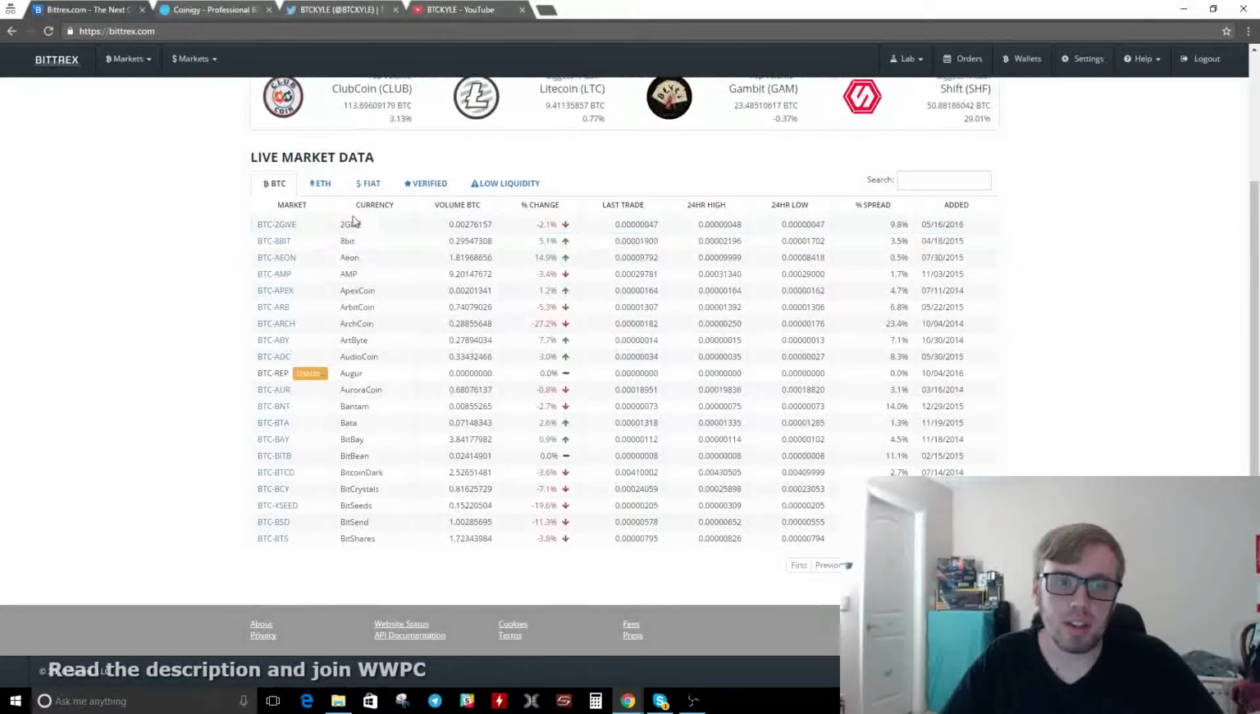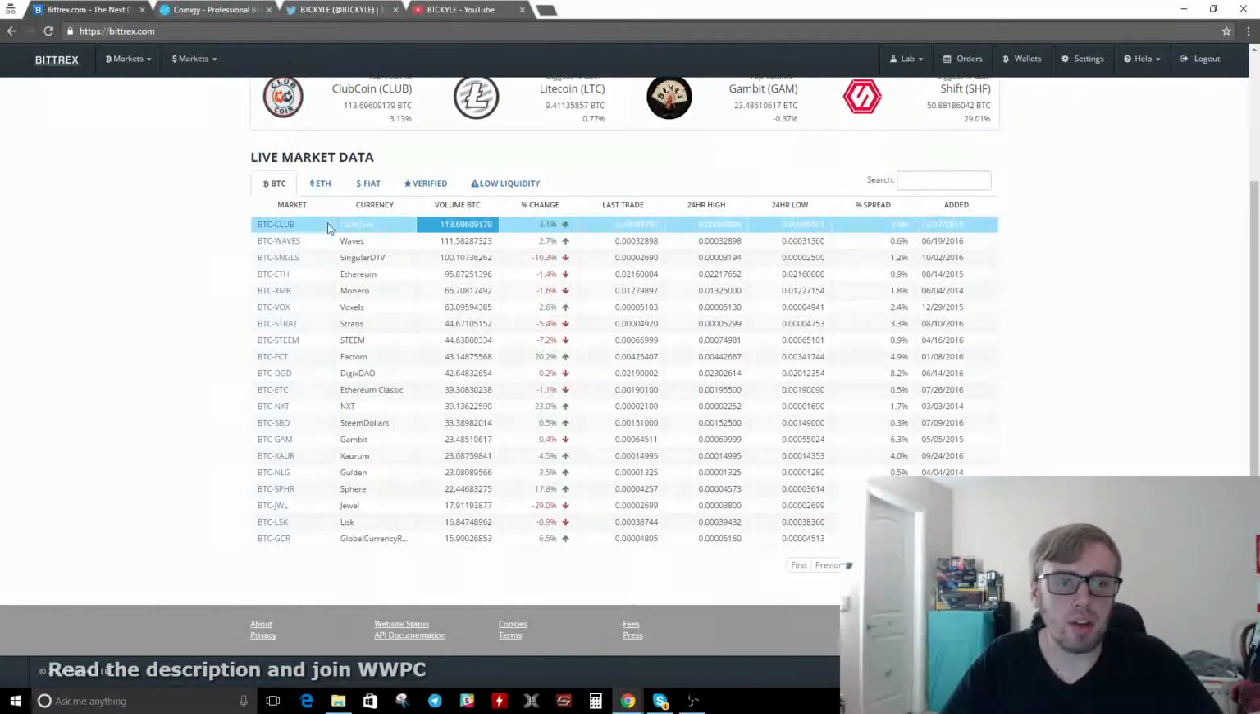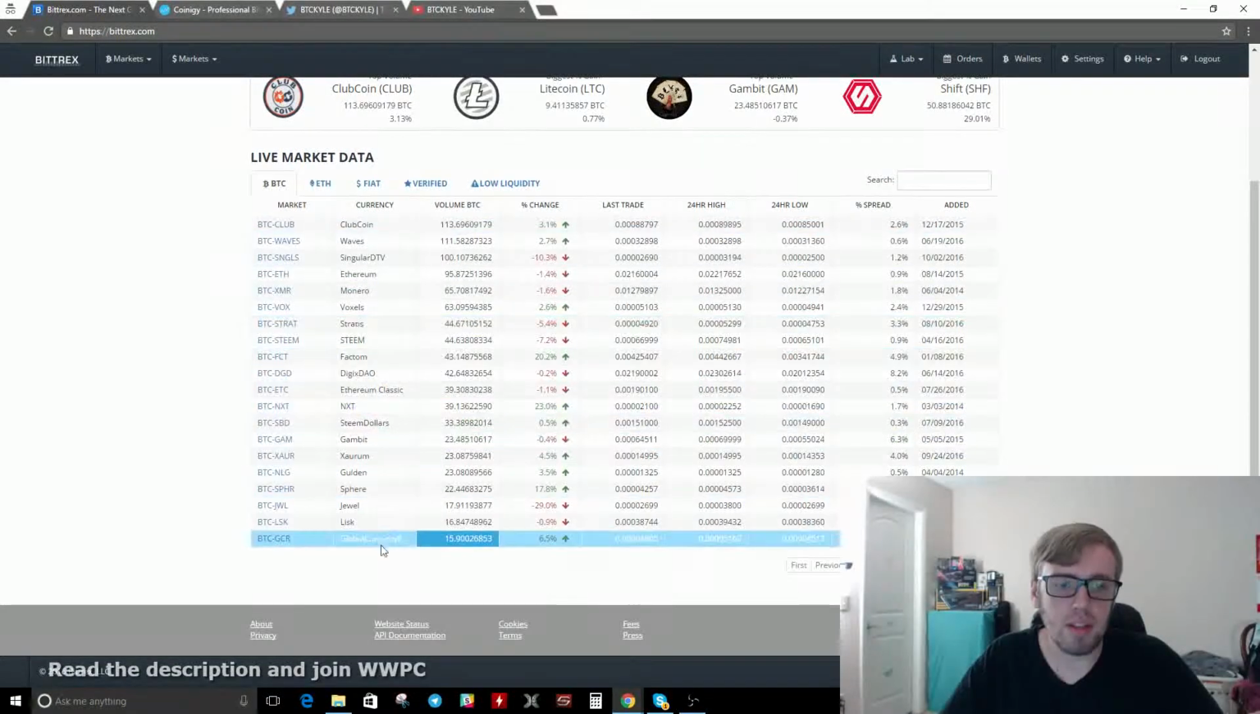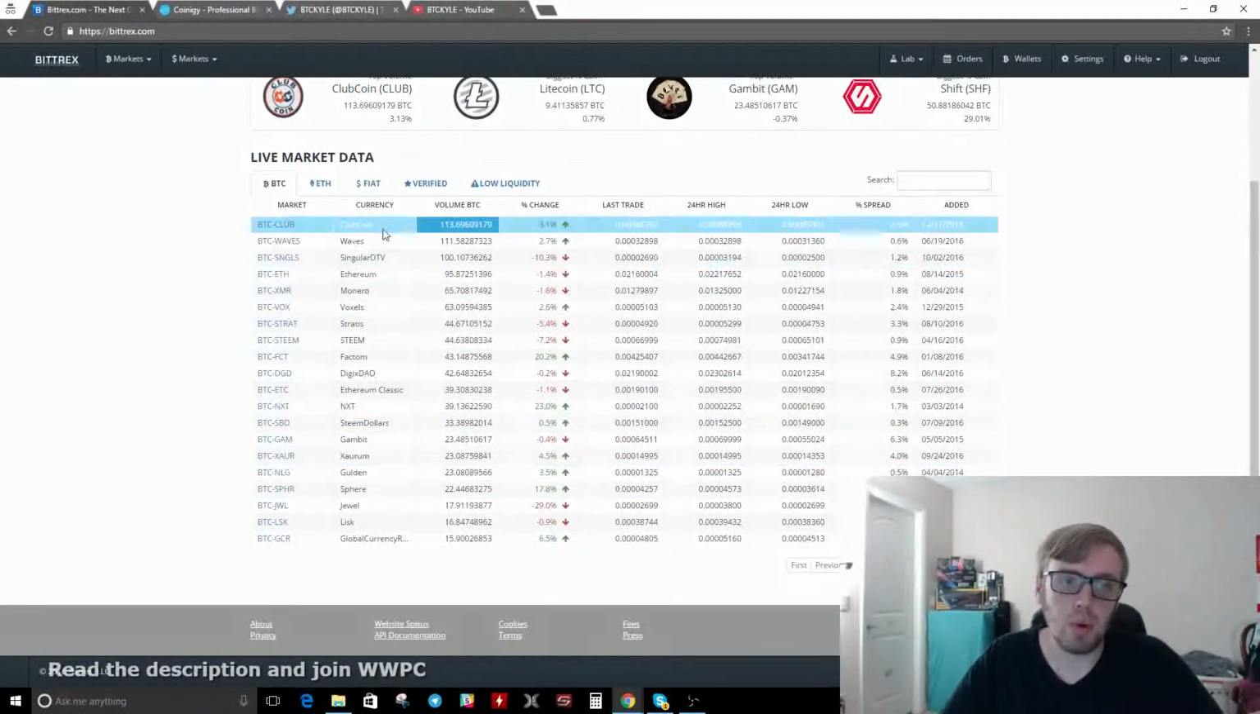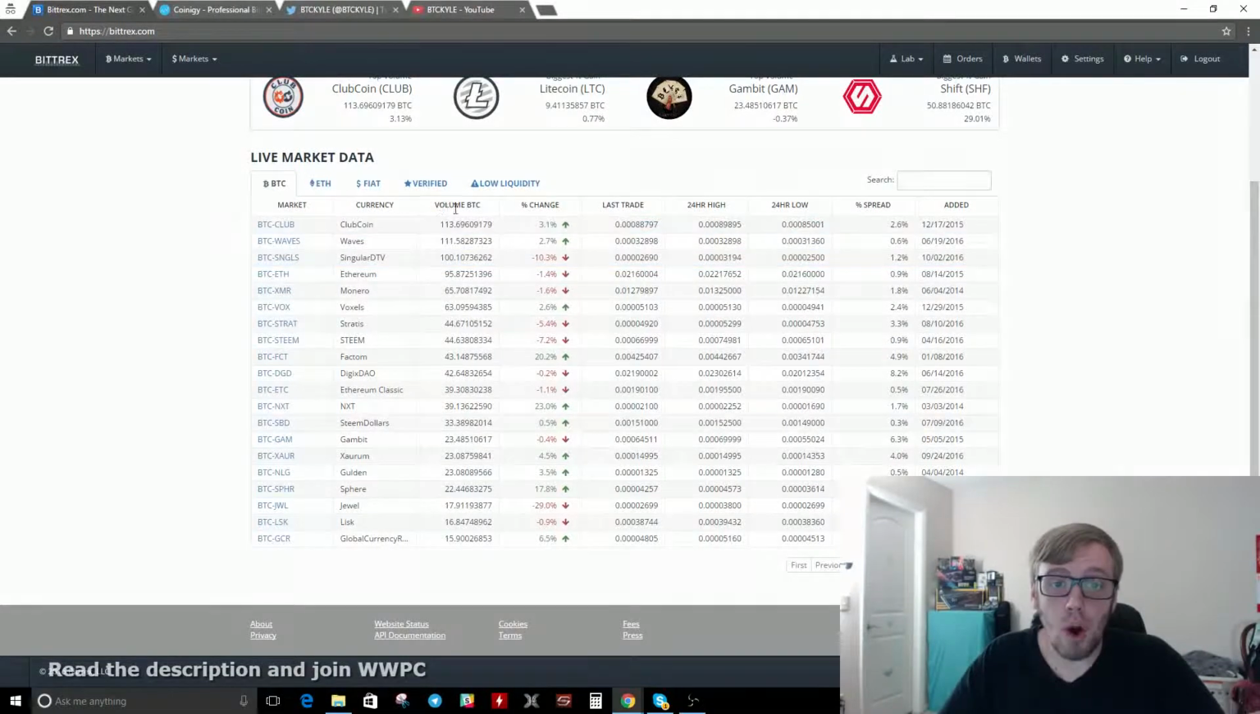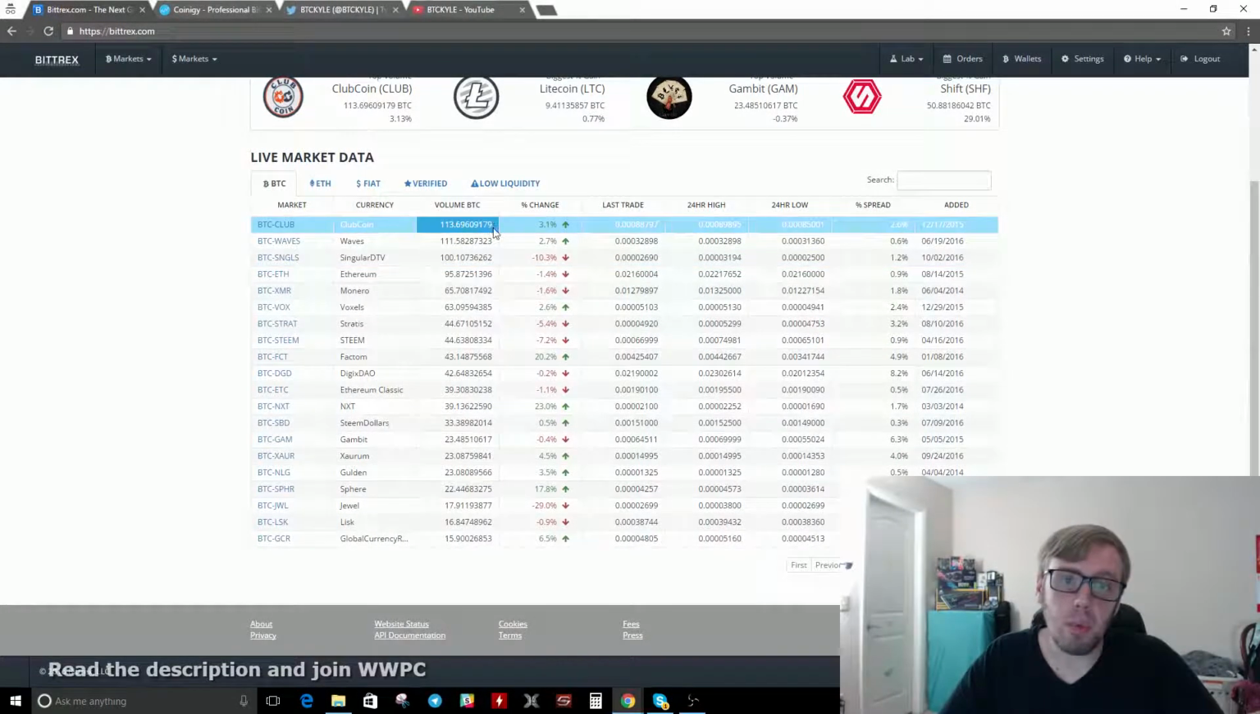The currency is the full name for the actual asset. Volume is important here. This is actually really, really important.